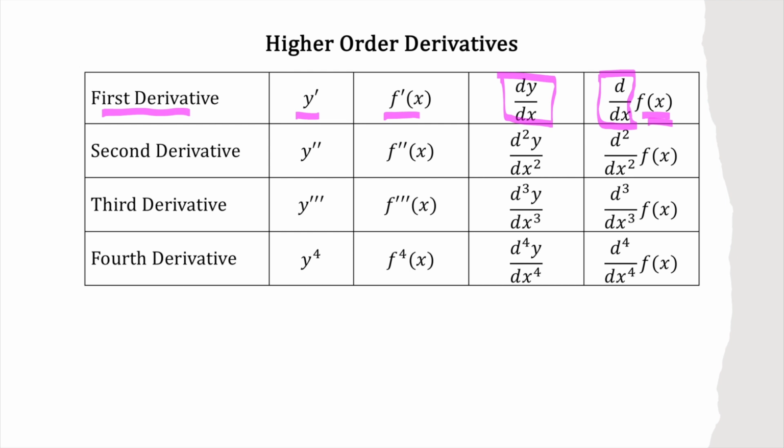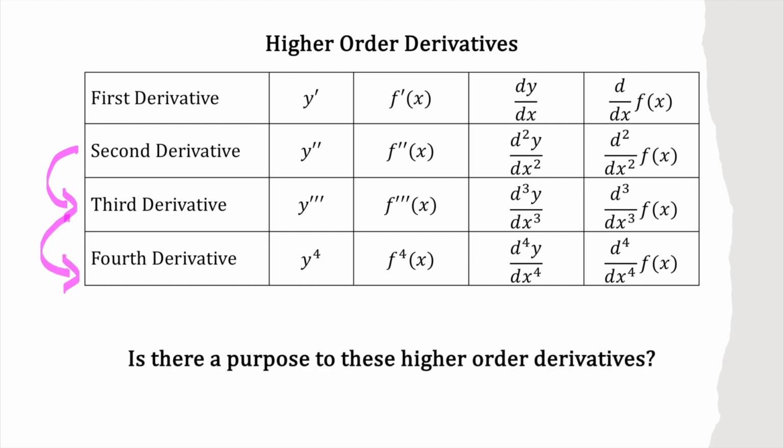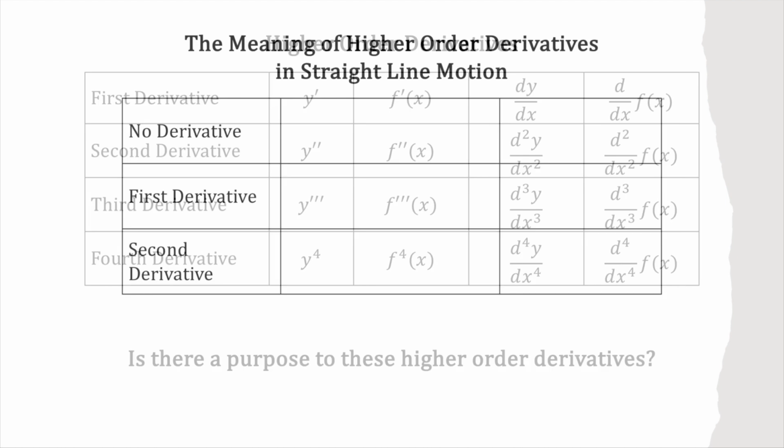If you take the derivative of the first derivative, you get the second derivative, and then it's y double prime, f double prime. The second derivative, let me clean this up. If you take the derivative of the second derivative, you get the third, and you can just keep going. Is there a purpose to these higher order derivatives? Well, of course there is.